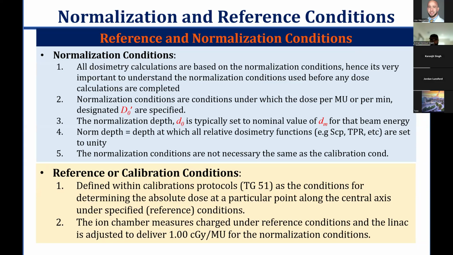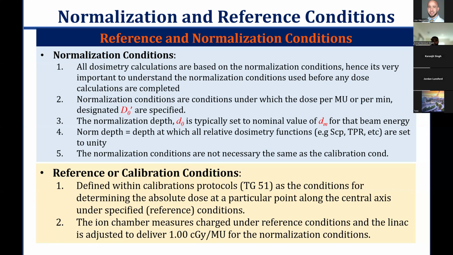Now, one of the things that is very important that has often led to errors in MU calculation is the confusion between normalization conditions and reference conditions. TG71 spends a great deal in that report trying to explain the difference. And so this slide here, I've tried to capture the differences such that it makes sense. Now, normalization conditions are fundamental to how we conduct those calculations.